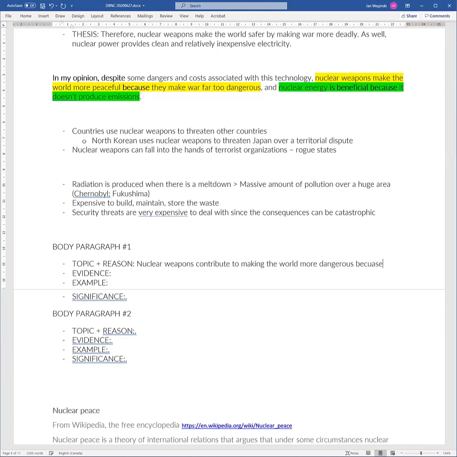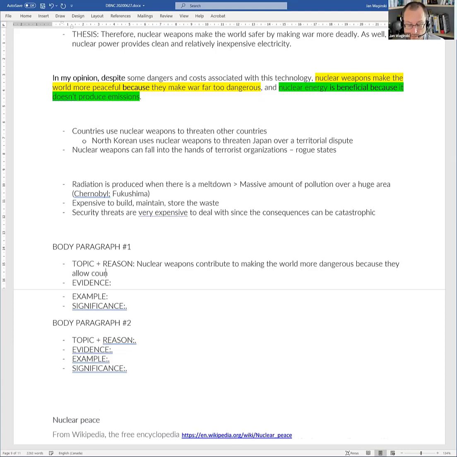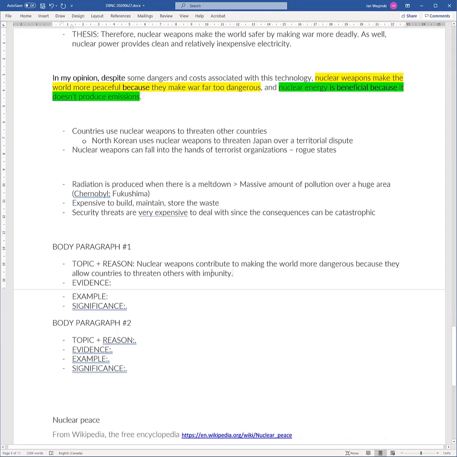Because they contribute to threatening other countries with impunity. Impunity is a really big word, and the root is punish. With impunity means with no threat of punishment.